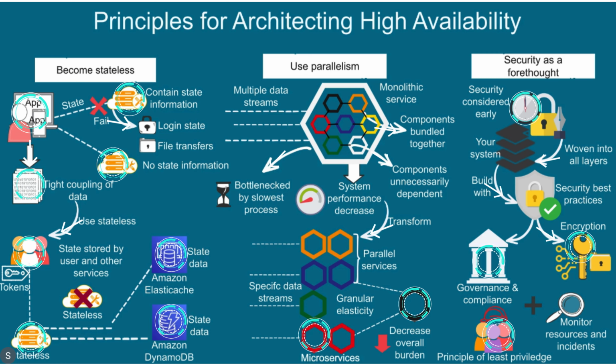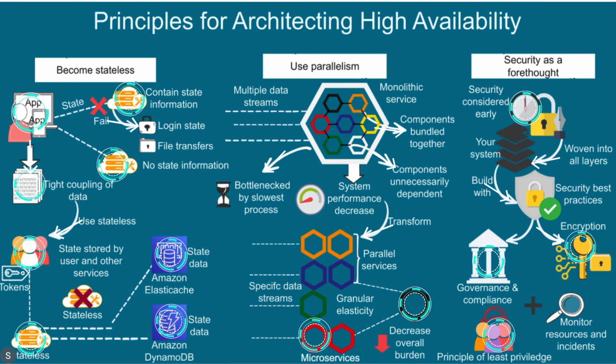Instead, when possible, consider using a stateless protocol. With a stateless protocol, often seen with RESTful services, state is not held on the servers, but is held by the user in various forms, such as tokens. State information can also be held by other services, such as DynamoDB or Elasticache. In this scenario, when a server fails, there is no interruption in service.